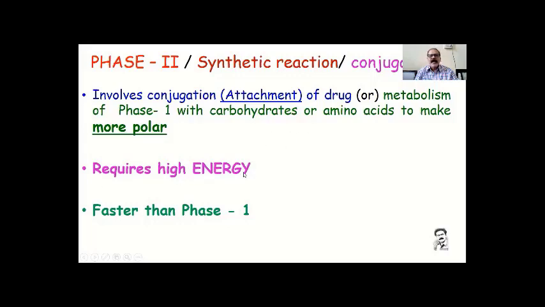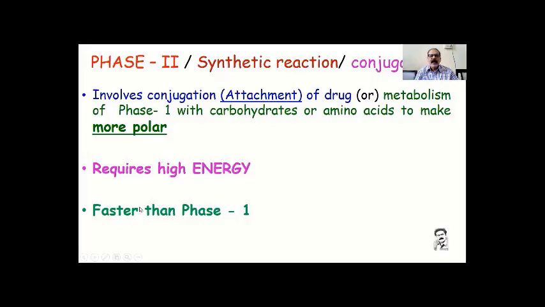So they require high energy. Phase 1 doesn't need a lot of energy, because oxidation and reduction take place in the system only. But when you come to phase 2 reactions, the important difference between phase 1 and phase 2 is that phase 2 requires a lot of energy and is faster than phase 1. Phase 1 reactions occur slowly, the oxidation reduction process is very slow. But in phase 2 reactions, this attachment is done immediately.